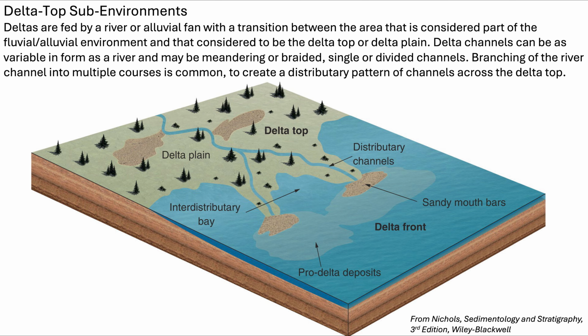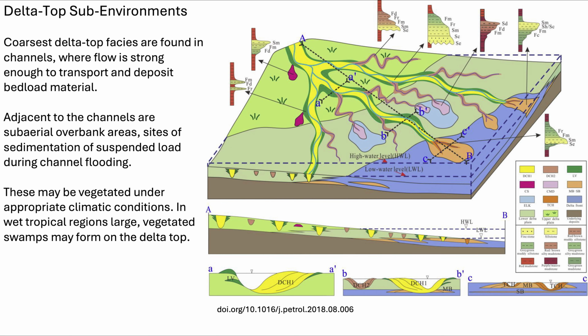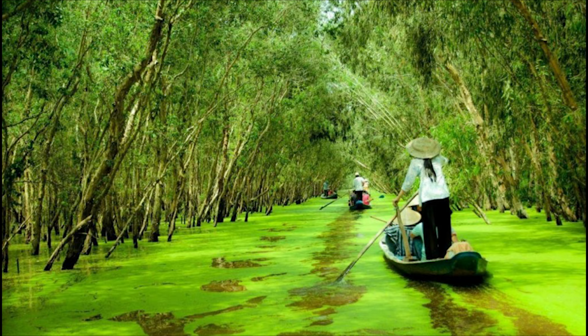Delta channels can be as variable in form as a river and may be meandering or braided, single or divided channels. Branching of the river channel into multiple courses is common to create a distributary pattern of channels across the delta top. Coarsest delta top facies tend to be found in channels where flow is strong enough to transport and deposit bedload material. Adjacent to the channels are subaerial overbank areas that are sites of sedimentation of suspended load during channel flooding. These may be vegetated under appropriate climatic conditions, and in wet tropical regions, large vegetated swamps may form on the delta top.